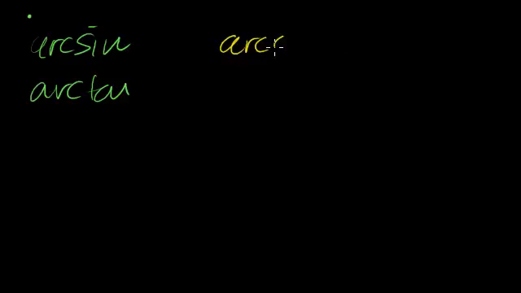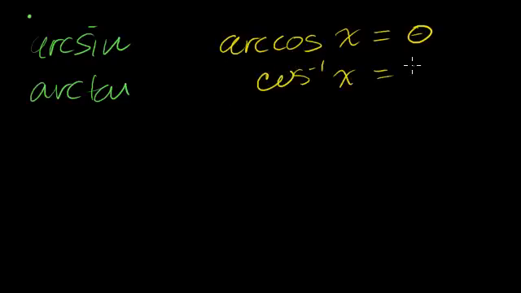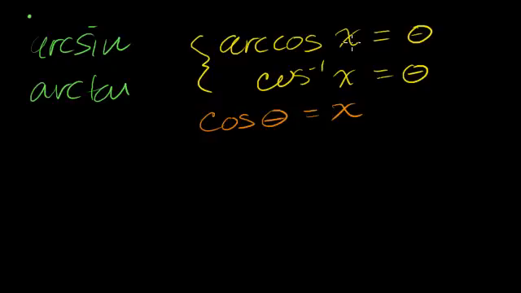If I were to tell you that the arccosine of x is equal to theta, this is an equivalent statement to saying that the inverse cosine of x is equal to theta. These are just two different ways of writing the exact same thing. And as soon as I see either an arc anything or an inverse trig function in general, my brain immediately rearranges this. My brain says, this is saying that if I take the cosine of some angle theta, I'm going to get x.